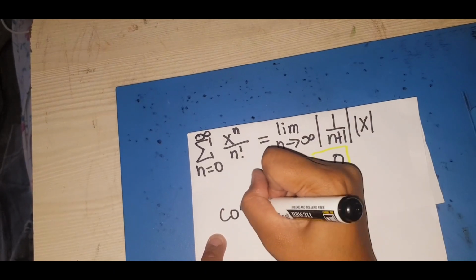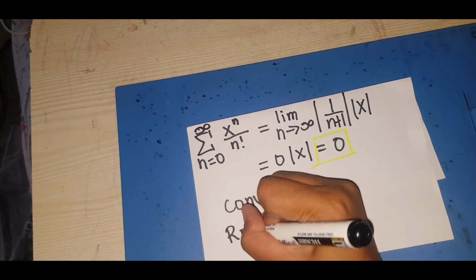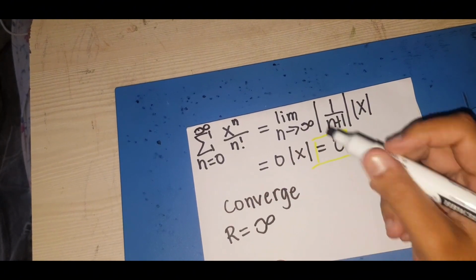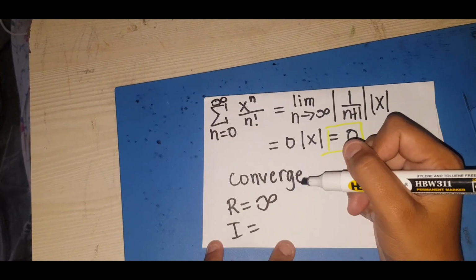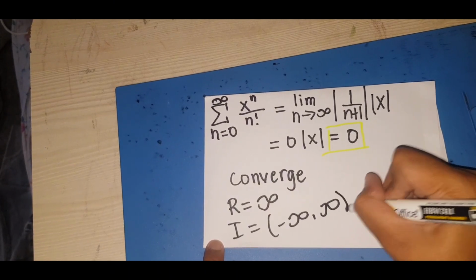So that becomes 0 times x, which is equal to 0. Then this converges. Our center is 0, our radius is infinity, and our interval is negative infinity to infinity.